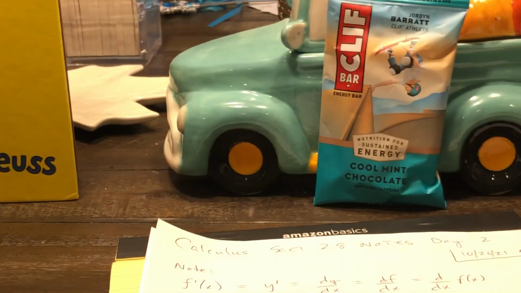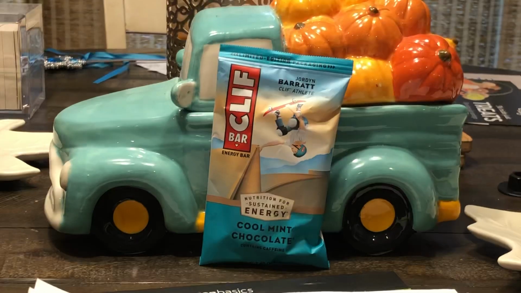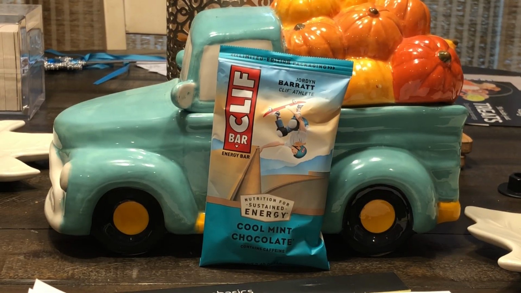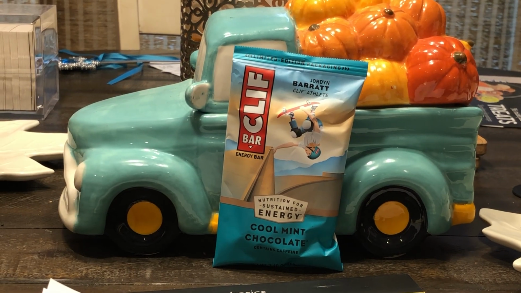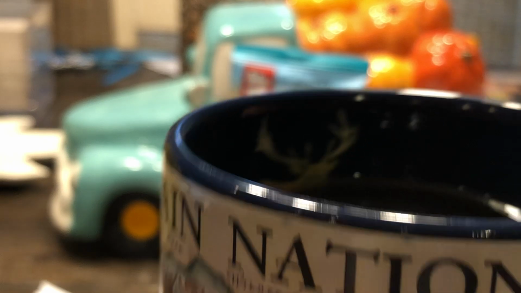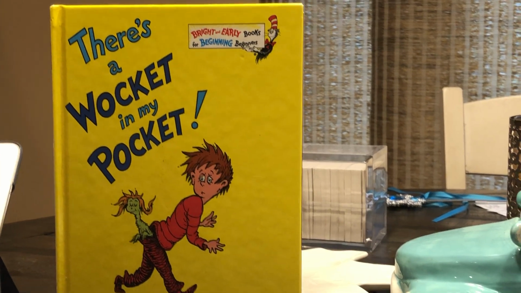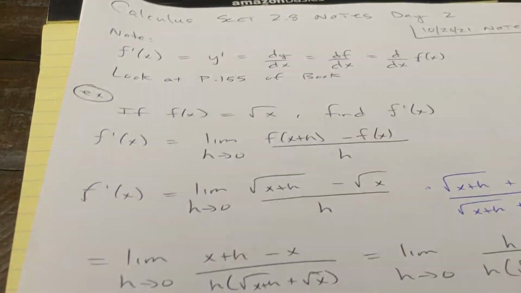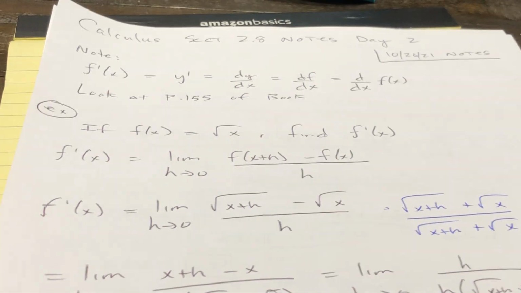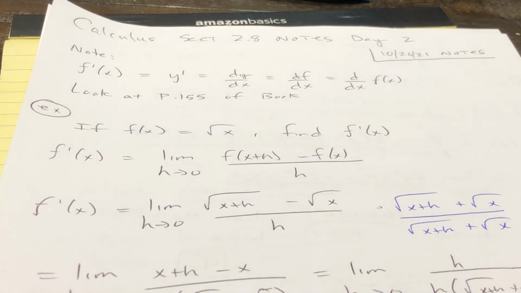All right, so we've got some sponsors today. Cliff Bar, obviously, prime sponsor here. Let's get Rocky Mountain National Park in there as well. Lovely place. And one of Dr. Seuss's famous, there's a Wocket in my pocket. Excellent. Folks, do you ever feel like sometimes there's a wasket in your basket?